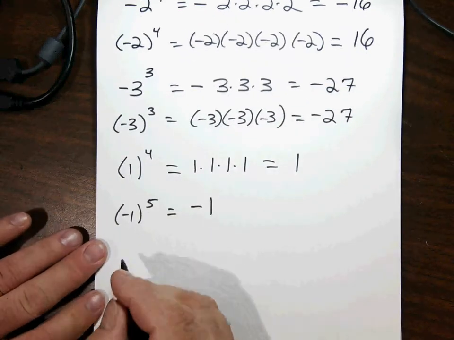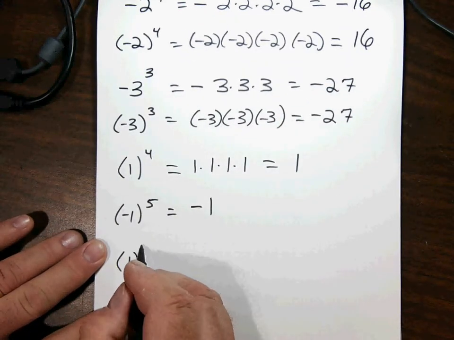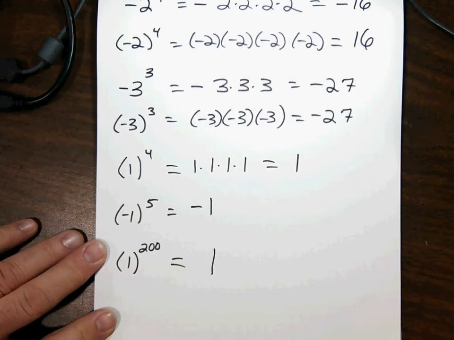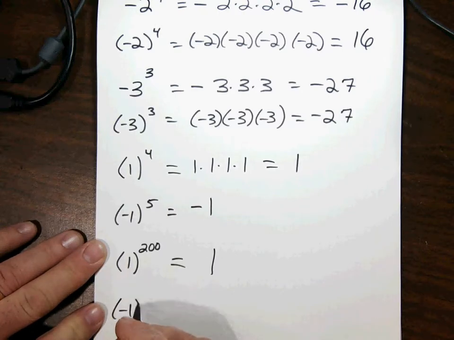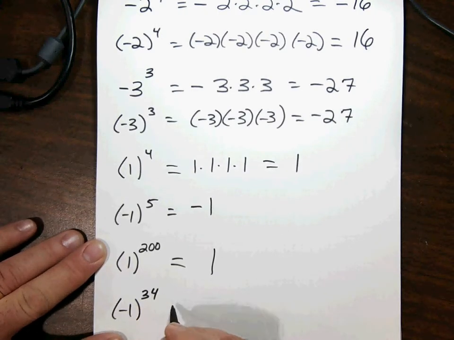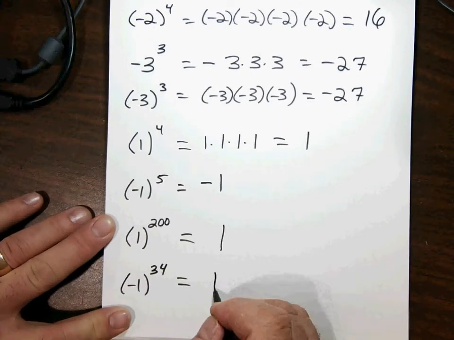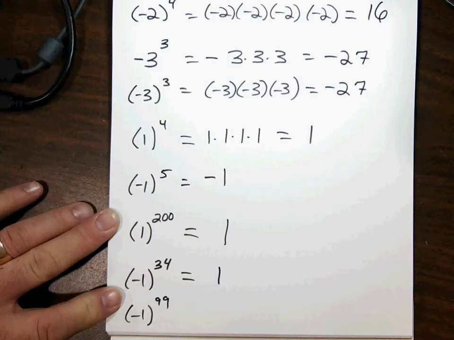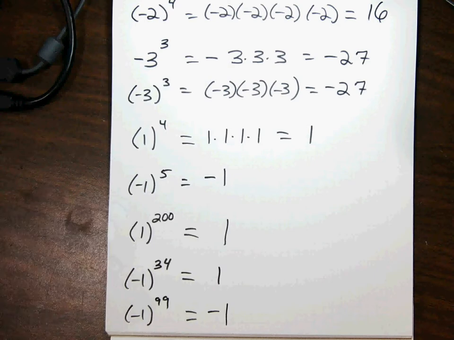And so if you ever get 1 raised to some kind of goofy power, the power of 200 or something weird, it's just going to be a 1, because 1 times 1 times 1 times 1, same dealie. Negative 1 to the power of 34, it's an even exponent. I know it's going to be a positive number. Negative 1 to some odd power, power of 99, that's an odd power. I know it's going to be a negative 1. Okay, so watch out for 1 being raised to an exponent. Otherwise, we're taking that base and we're multiplying it by itself so many times. Okay, and that's really the gist of exponents.